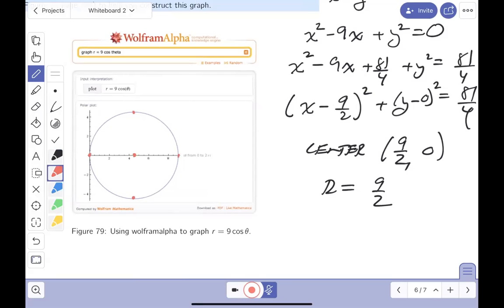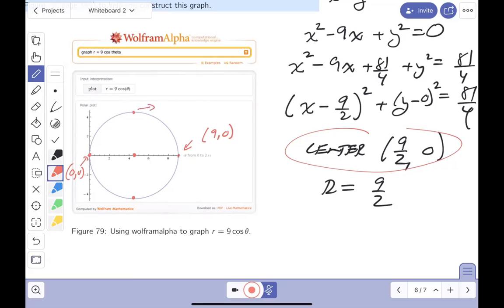Let me list the points for you though. Again, if the center is this, and I move 9 halves away from the center in those 4 directions, what are these points going to be? Well, this point over here, if you're at 9 halves, you move over 9 halves, that would be 9 halves plus 9 halves, which is 9. So that's 9, 0. What's this point over here? That would be 0, 0. How do I know that? If you're at the point 9 halves, 0, and you move left 9 halves, it's point 0, 0.